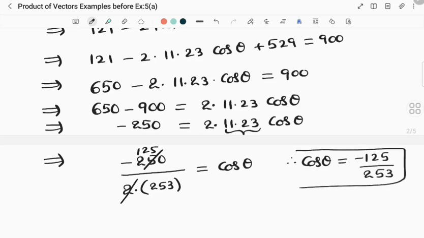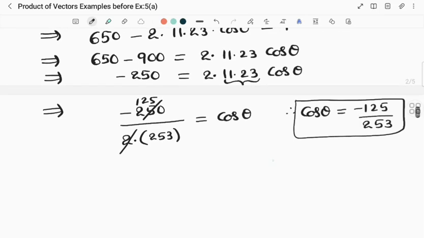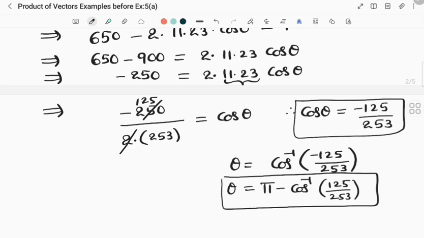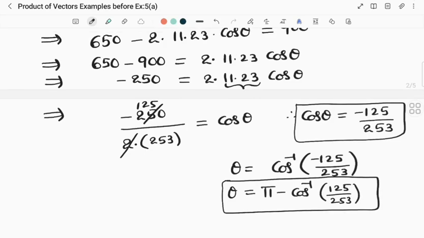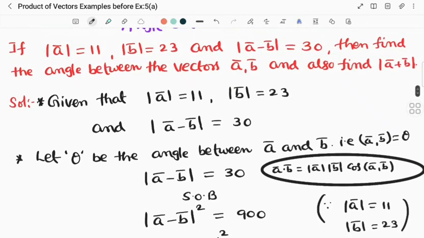Whenever we get a negative cos value, from inverse trigonometry, theta is equal to cos inverse of minus 125 by 253. If you remove this minus, we can write it as pi minus cos inverse of 125 by 253. We can even write it like this also. So the angle between them is over. But they are also asking to find mod a bar plus b bar in the question.